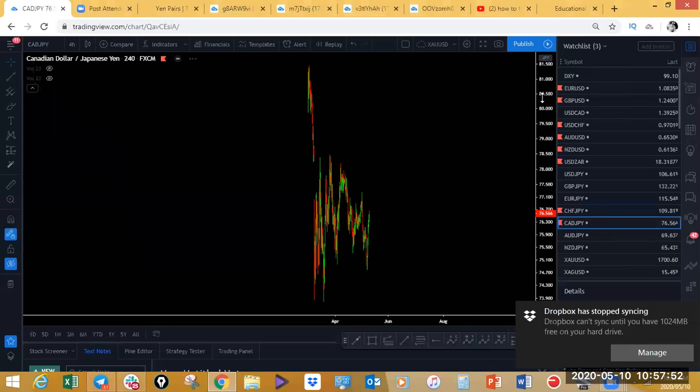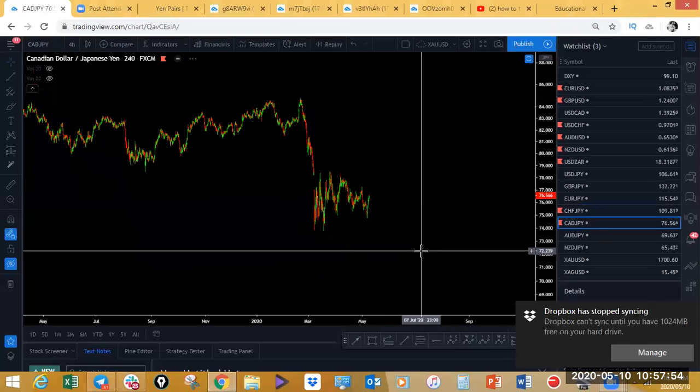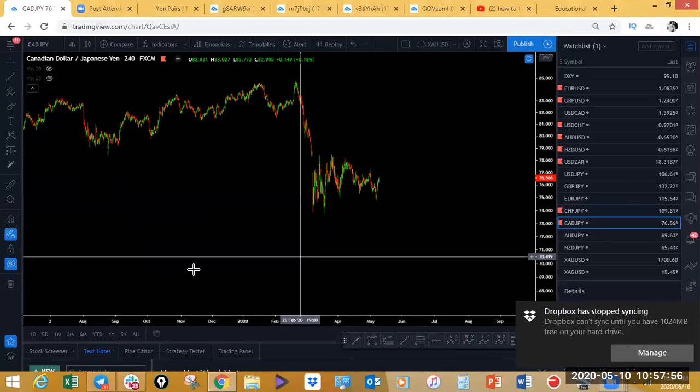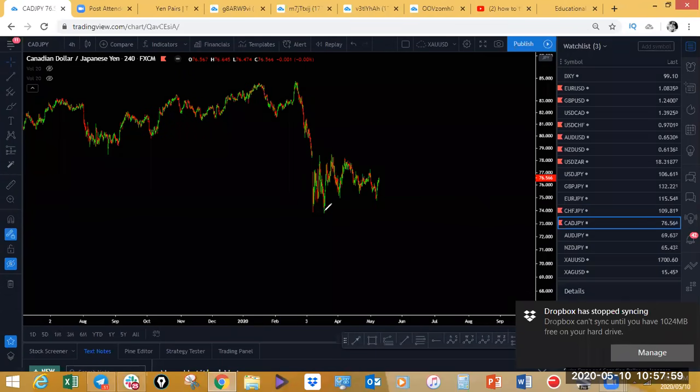CAD Yen. CAD Yen is sideways, but we can see the structure clearly now. We've made a move down here. This is a pulsing move. Another pulsing move in the lower degree. Another pulsing move in another degree. So we've got 3 degrees here, the green, red, and yellow. 1, 2, 3 there.